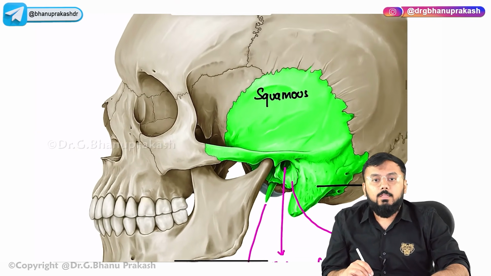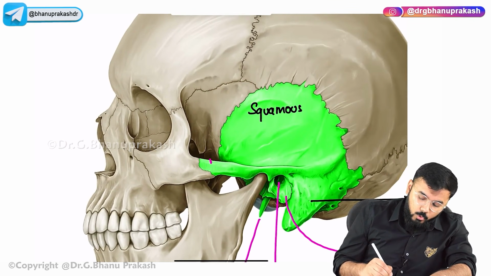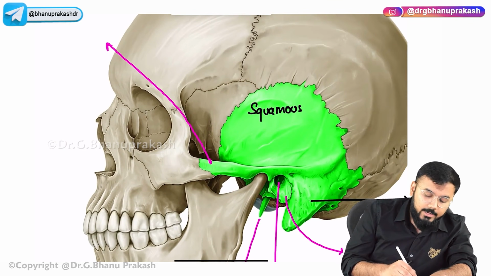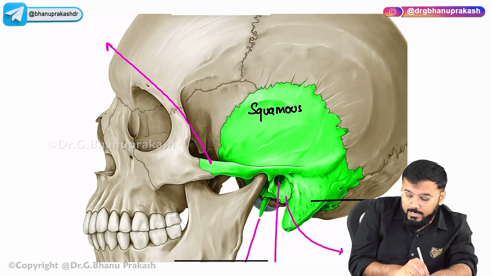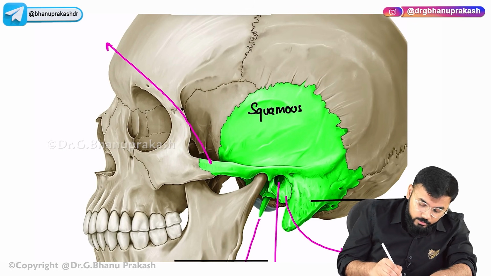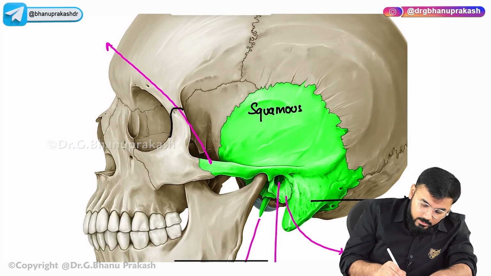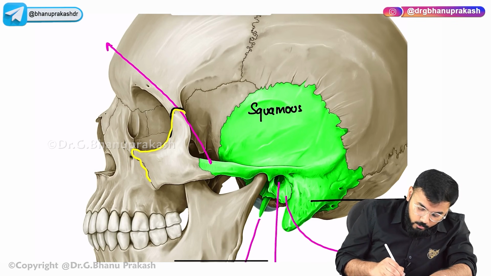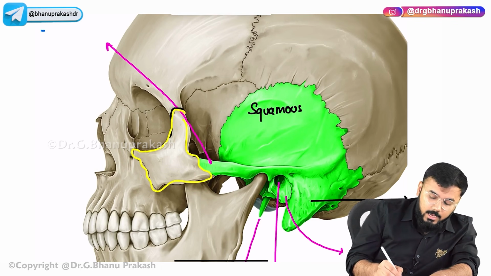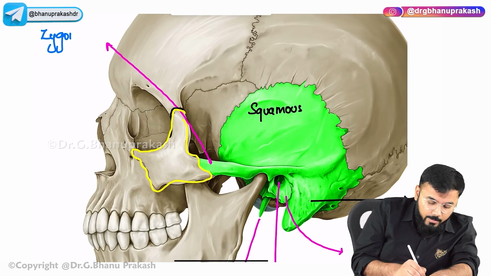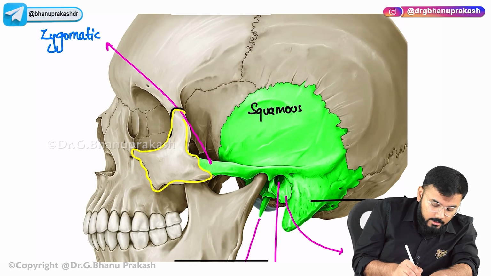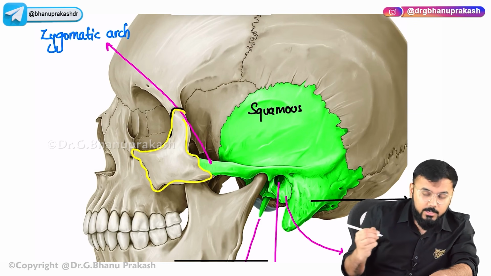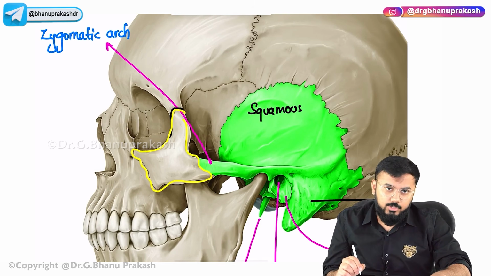Next important thing, you have a bone over here. What is this arch over here? This arch is attached to your zygomatic bone. You see, this is your zygomatic bone over here. Attached to the zygomatic bone, you see an arch. This arch is called the zygomatic arch.